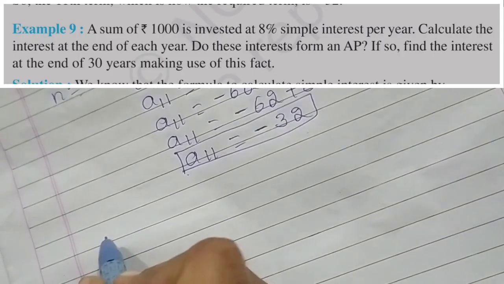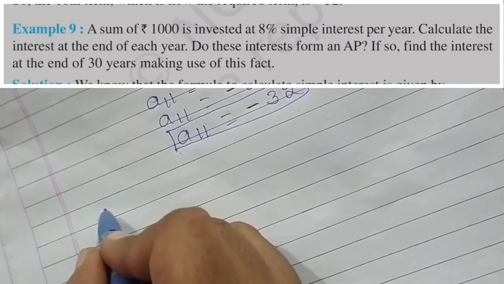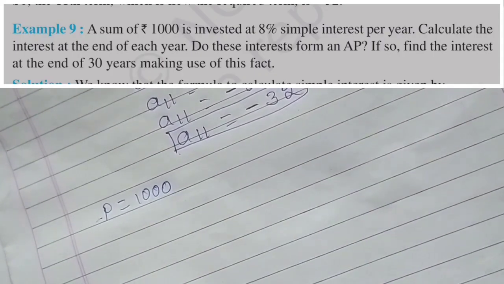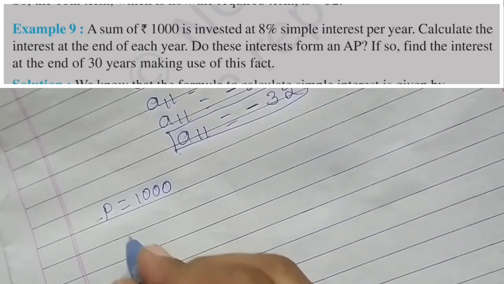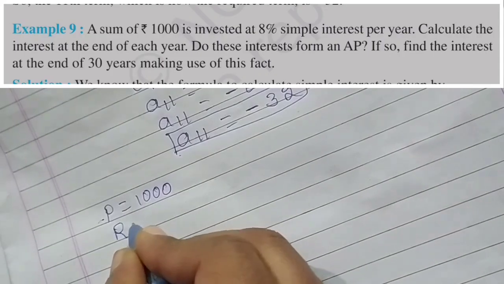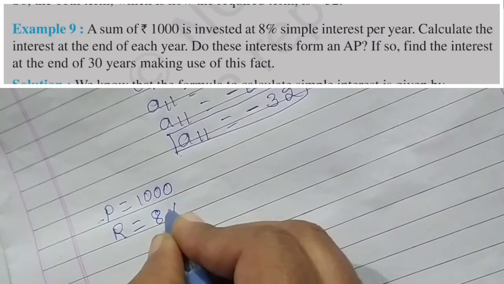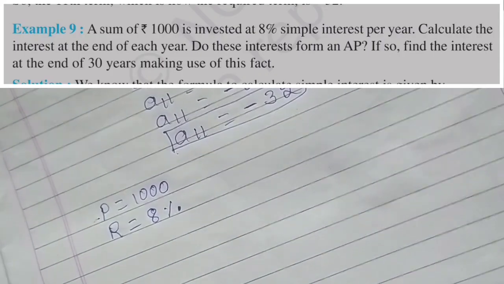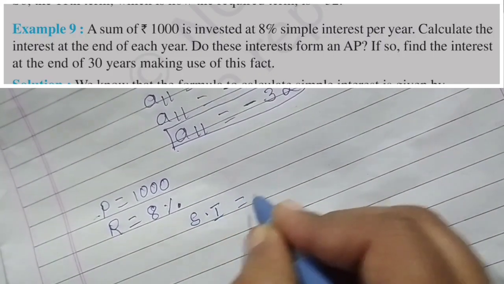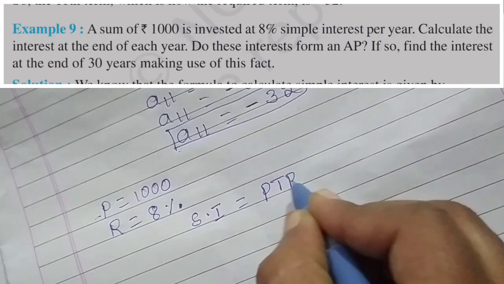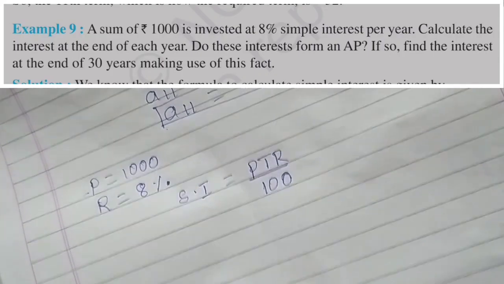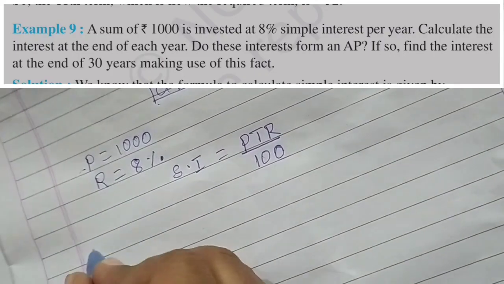So the sum is what? That is the principal, P is equal to 1000. He has invested at 8% simple interest per year, means rate of interest is 8%. They are asking to calculate the interest. The simple interest formula we know is PTR divided by 100.